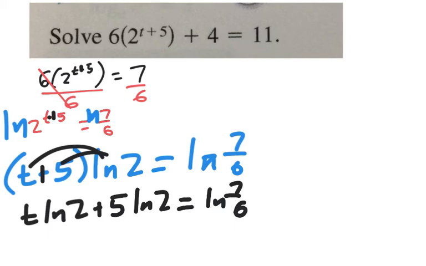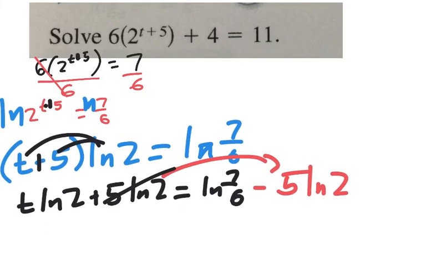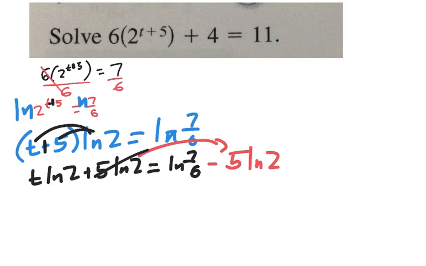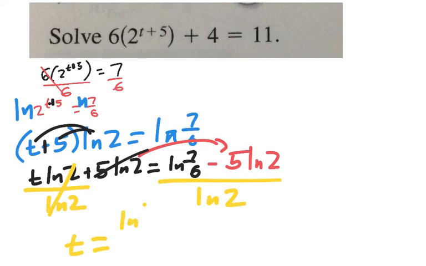Okay, now get the t by itself. So I'm going to move the 5 natural log of 2 over. It's going to become negative 5 natural log of 2. And now t is being multiplied by the natural log of 2, so I'm going to divide by the natural log of 2. So I have to divide all of this by the natural log of 2, which tells me t is equal to the natural log of 7/6 minus 5 times the natural log of 2, over the natural log of 2.